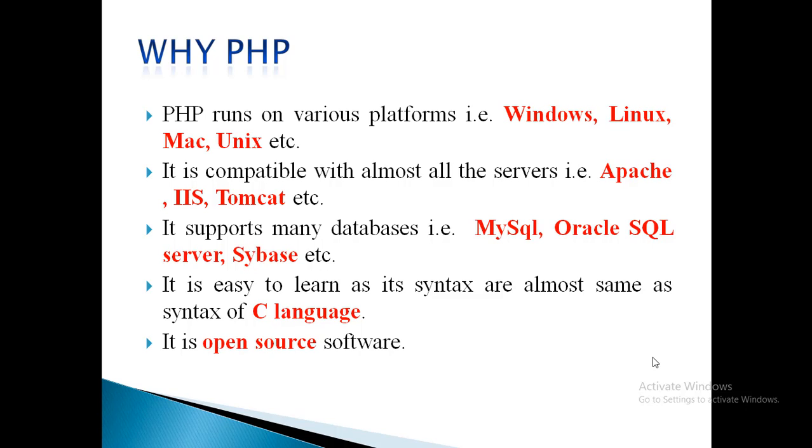And after PHP, we should know why PHP, why we are using PHP. So the first point is that PHP runs on various platforms like Windows, Linux, Mac and Unix. That means it does not work only for an individual platform. There are lots of platforms where you can execute your PHP code, so it is very popular for that reason also. And second, it is compatible with almost all servers, that means Apache, IIS, Tomcat, etc. And all are available in the XAMPP server that we have seen in our previous lecture.